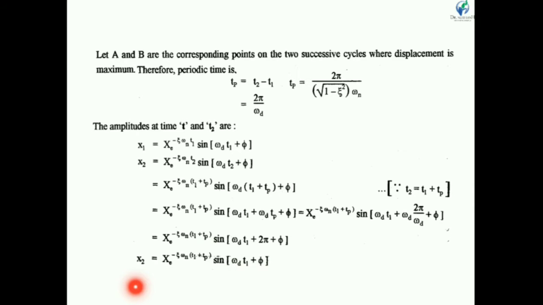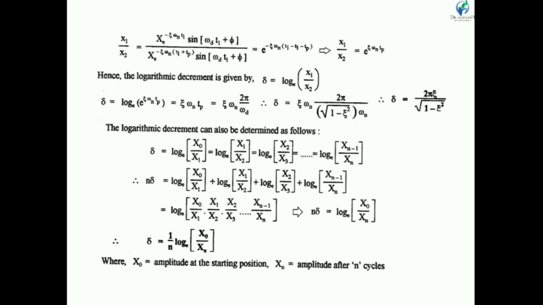So x2 we get x into e raised to minus zeta omega n t1 plus tp into sine omega d t1 plus phi. So if we take x1 upon x2, and put the value of x1 and x2, then we get e raised to minus zeta omega n in a bracket t1 minus t1 plus tp. So we get x1 upon x2 is equal to e raised to zeta omega n tp.